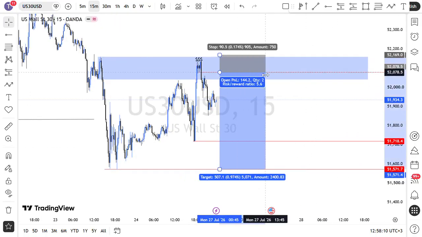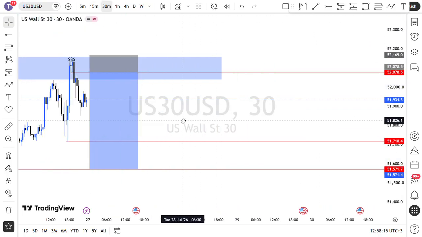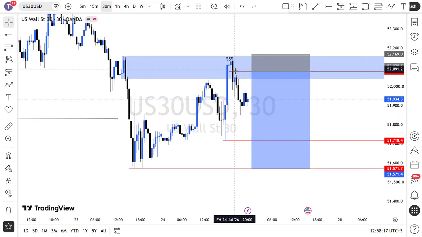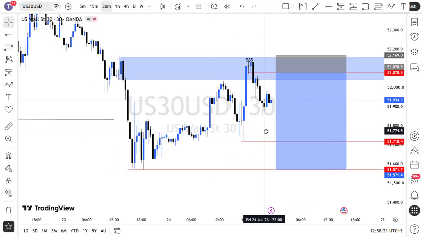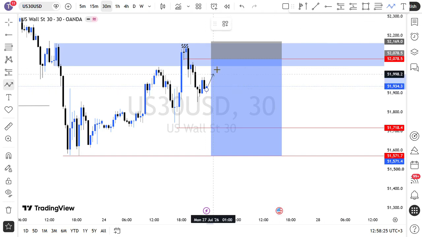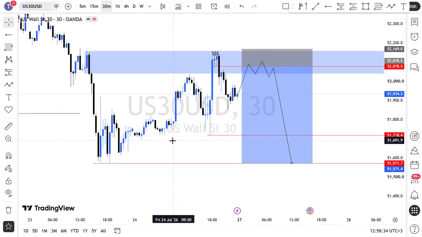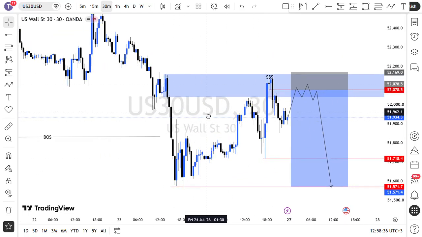Once price comes into that area, I want to see price mitigating that 30 minutes time frame order block. We have that order block there. I want to see price mitigating that area, and then we have a confirmation from that point to take our selling opportunity to the downside. So that is it on US 30. I want to see price reacting from that point.